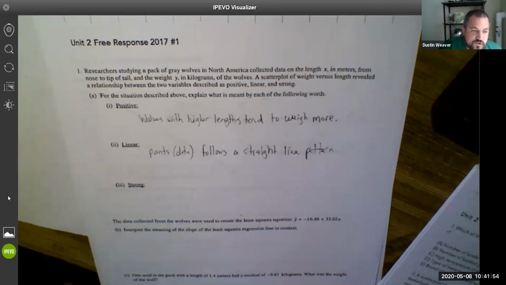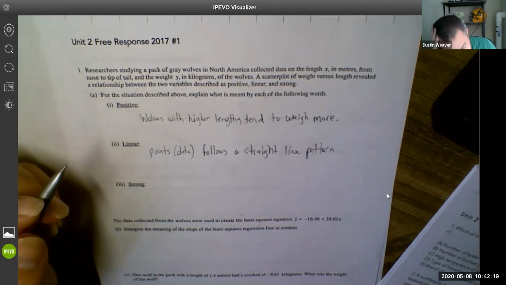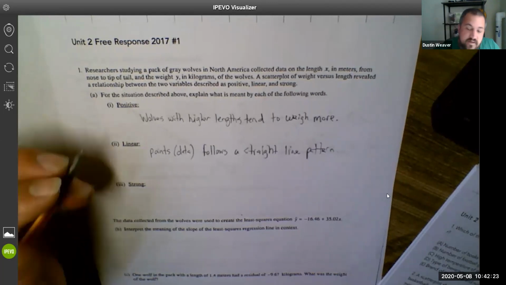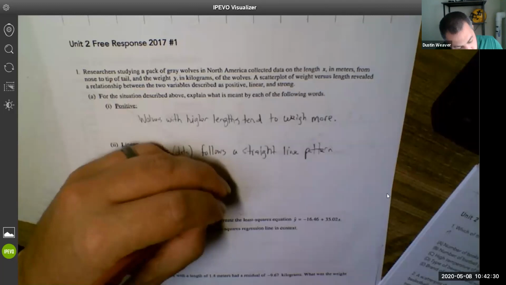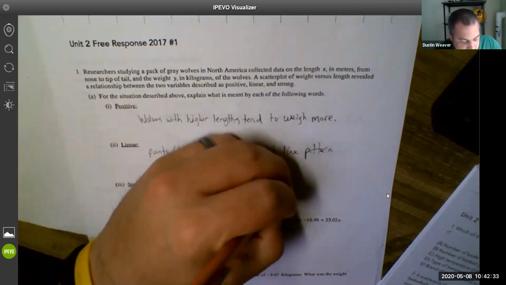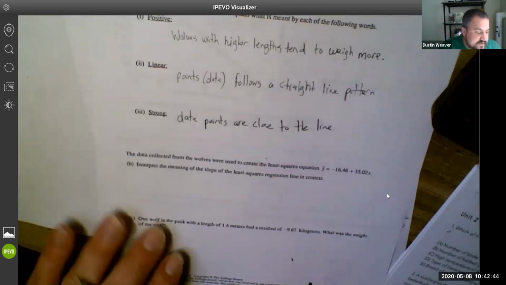So then we get to strong. What does it mean to be strong? What about the data points? If you saw the line and you saw the data points and it was strong, what would you notice? That the points were what? Yep. The points are closer to the line. So the data points are close to the line. That's the key there with it being strong, that your data points closely follow the line. All right, so that's our positive, linear, and strong.